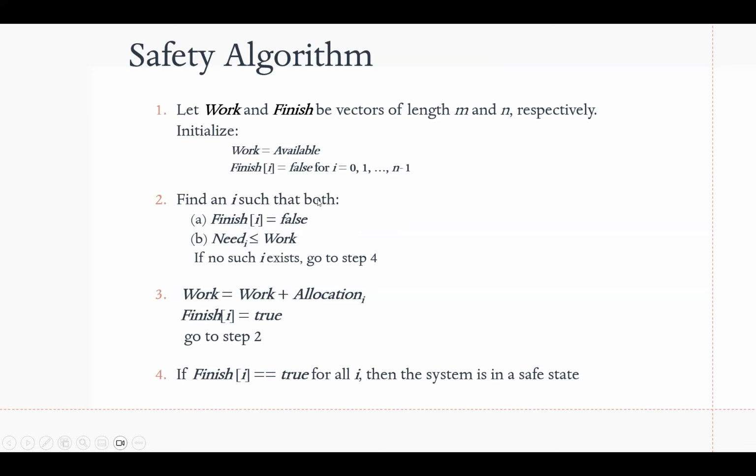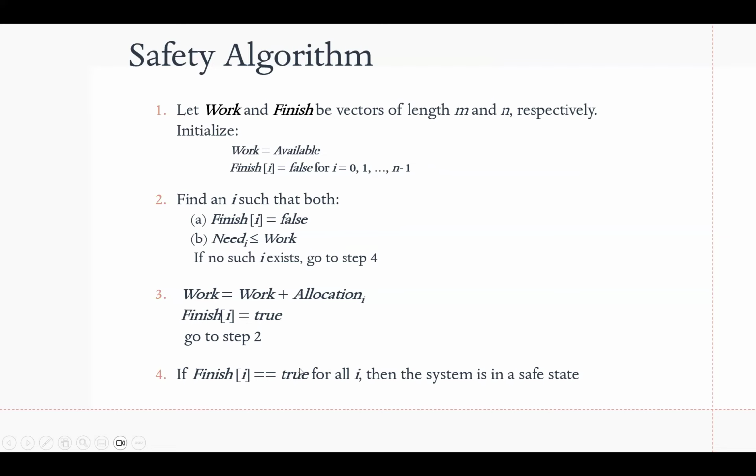Find an i such that both finish of i is equal to false, meaning the finish status of that particular process is false, and need of that process is less than or equal to work, or available. If need is less than or equal to work, that is, if both of these conditions are true, then we'll go to the third step. But if no such i exists, then we'll go to step 4.